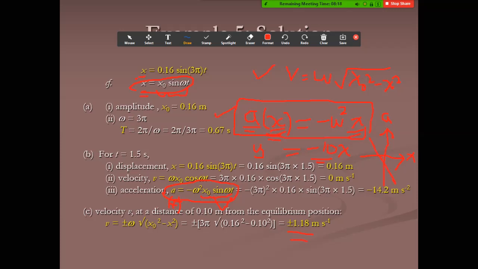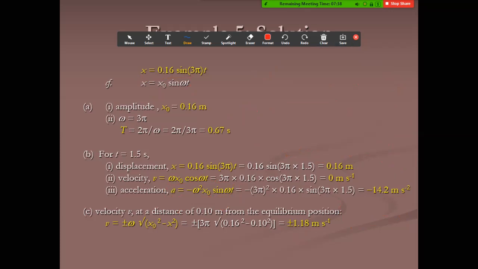This is what defines SHM. What is SHM? Acceleration is directly proportional to displacement, but in the opposite direction. Among all the graphs I show you, this is the most important graph defining SHM. So remember to add these two additional formulas to your group: when they ask for velocity or acceleration at a given displacement, you have to use these two formulas.